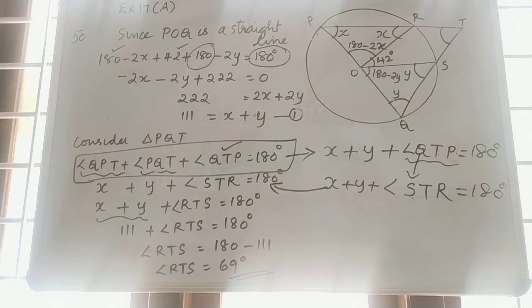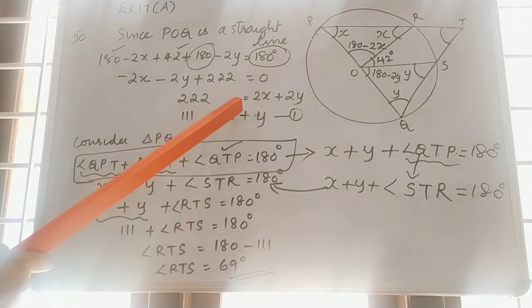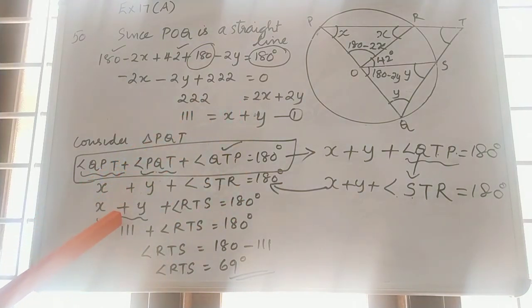I think it is clear. So x plus y plus STR, STR is same as RTS, just rearranging that vertex. Why? Because our question is RTS. That's why we are rearranging it as RTS. So x plus y plus RTS is equal to 180 degree. Already we know x plus y is equal to 111. So we replace x plus y as 111 plus RTS is equal to 180 degree. So RTS is equal to 180 minus 111, that is equal to 69 degree. Thank you.